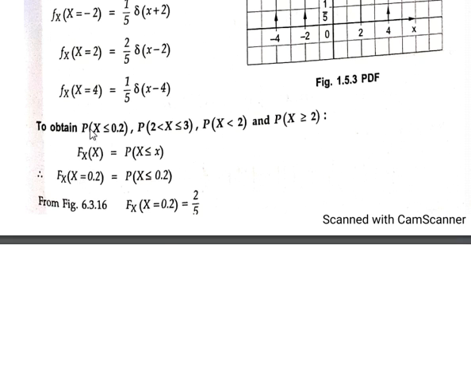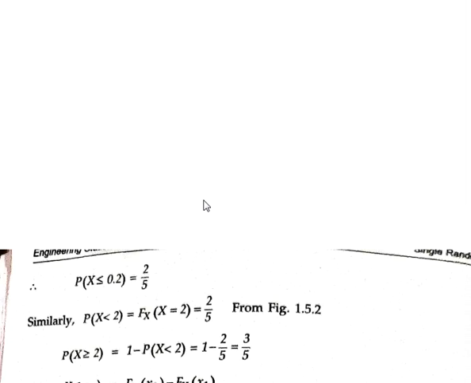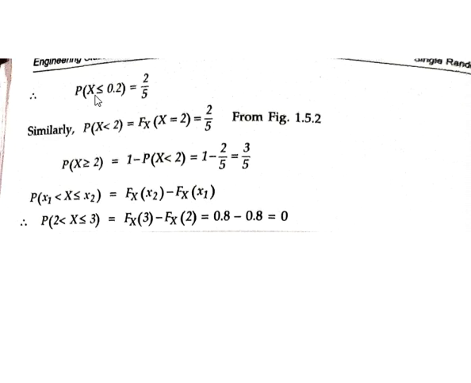So to obtain this, P of x less than 2: Fx of x when it is equal to P of x less than or equal to 2, which is 2 by 5. Already those values are calculated. P of x less than or equal to 2 is 2 by 5. Similarly, x less than 2 would be 2 by 5.